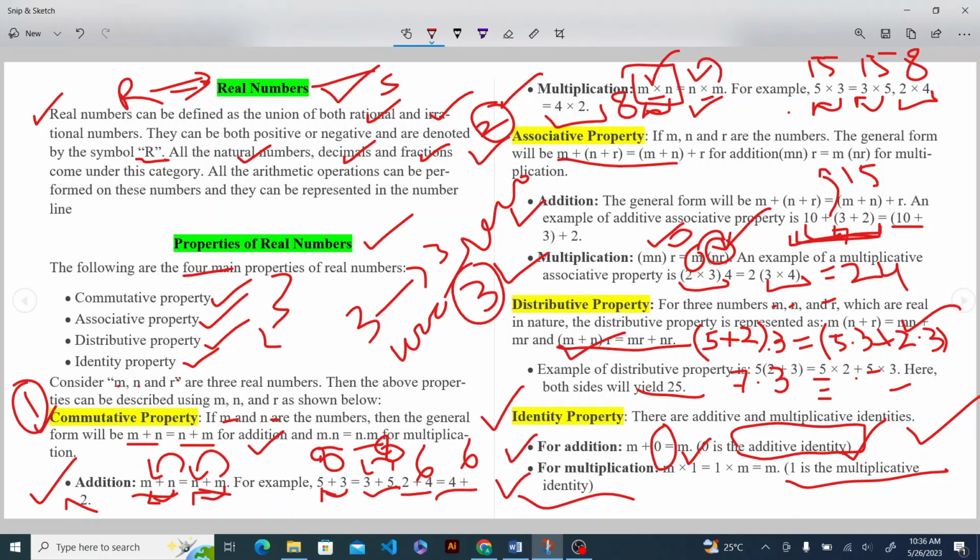So in today's lecture, what we have done is we have seen the real numbers first, what the real numbers are. Real numbers are all the numbers included in mathematics: whole numbers, natural numbers, decimals, rational numbers, irrational numbers. Whatever the type of number is, it is included in the real numbers. The set of real numbers is a superset that contains a subset of all the other types of numbers. And then we saw the properties of real numbers. There were 4 properties: commutative property, then associative, then distributive, and then identity property.